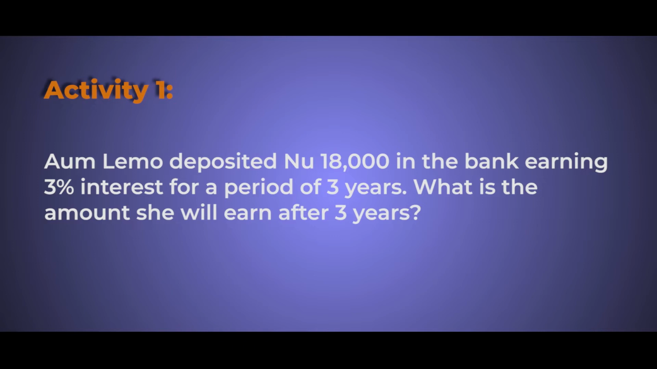Then I have one activity for you, if you have understood the above example. Question number 1. Lemo deposited Nu 18,000 in the bank earning 3% interest for a period of 3 years. What is the amount she will earn after 3 years? Here you are asked to find the amount after 3 years. So amount is determined by principal plus simple interest. Simple interest is not given here. You have to calculate the interest first and then add it to the principal Nu 18,000. You are going to get the amount.